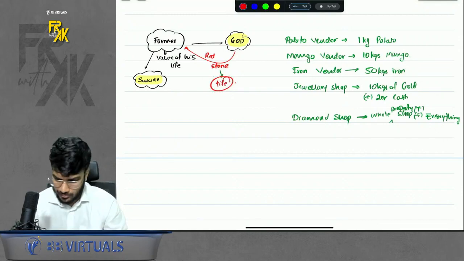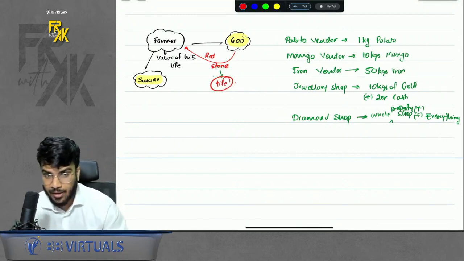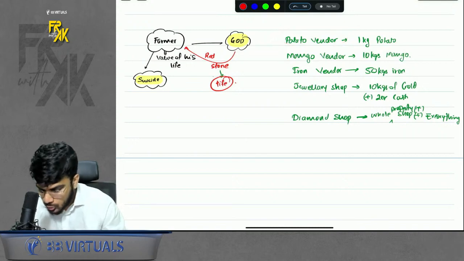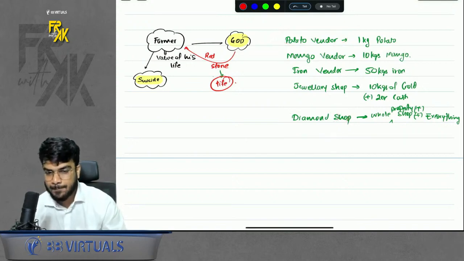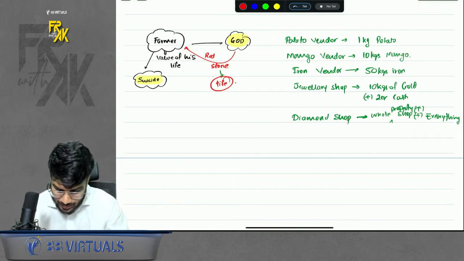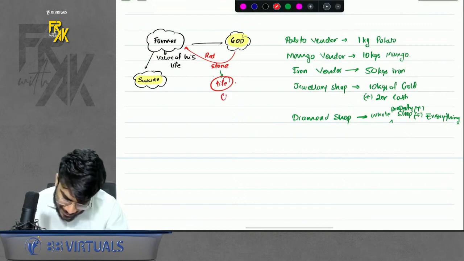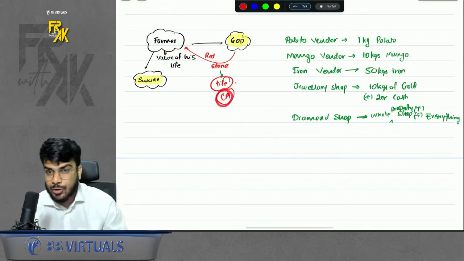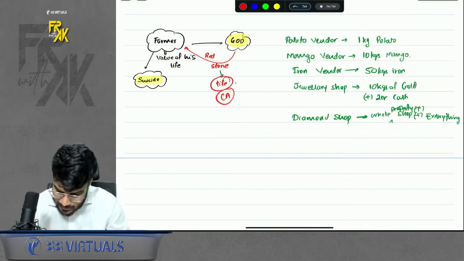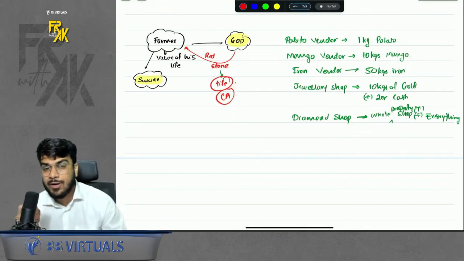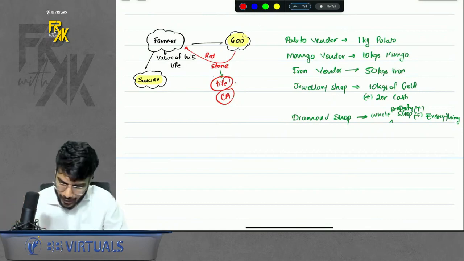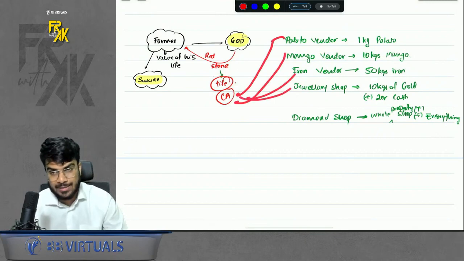It depends on you, how you are utilizing it. Whether you choose to sell yourself to a potato vendor or you choose to save yourself for the diamond shop owner. Same applies to a CA degree. Someone asked me what is the value of a CA degree? It depends what you choose to do with this degree. This degree has the potential for someone to build crores and millions of rupees, but it depends on you how you choose to utilize it.